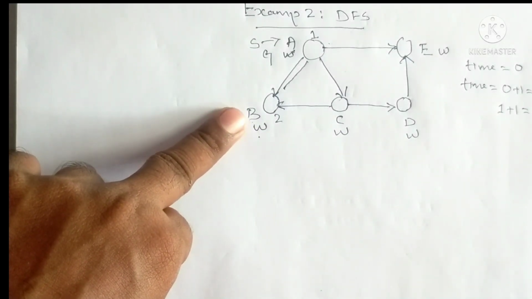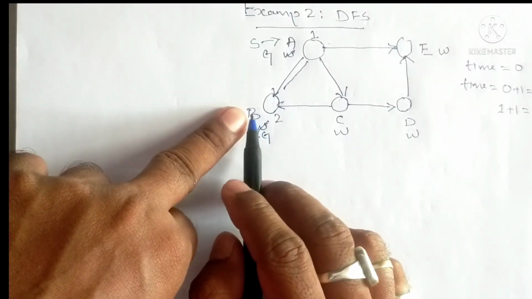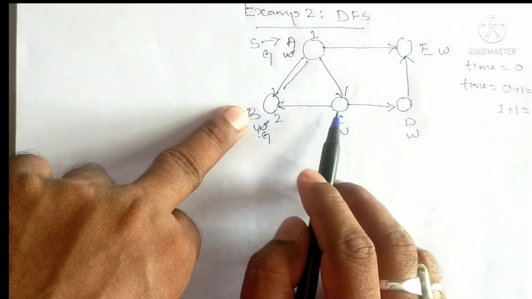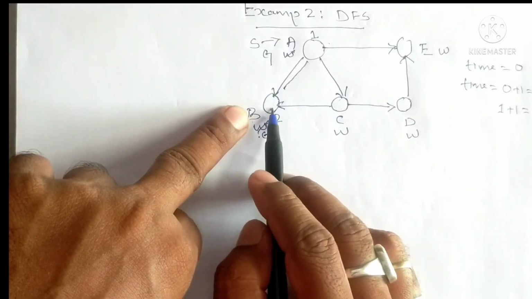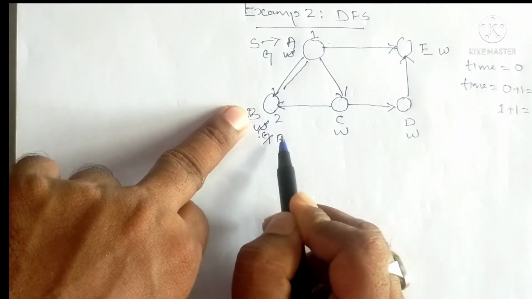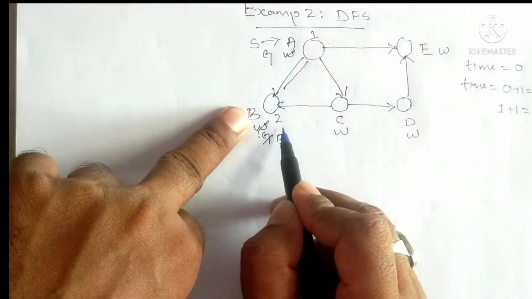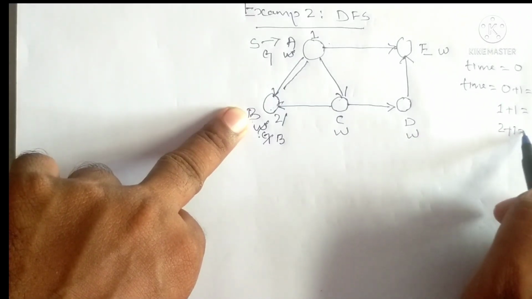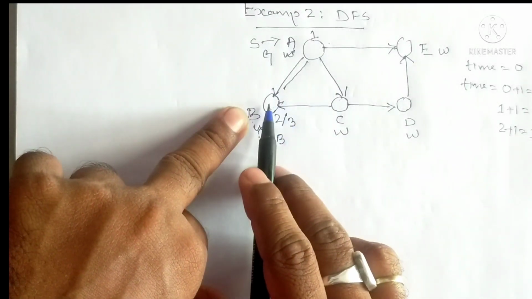Once you have assigned the time value, then change the color to gray. Once you change to gray color, find the adjacent of B. So do you find any adjacent vertex? No. B is not having any adjacent vertex. If you are not getting any adjacent vertex, immediately change the color to black and assign the timestamp. Whenever you assign the black color, we assign the final timestamp. The final timestamp is the previous time plus 1. 2 plus 1 becomes 3. So here I am writing the final timestamp as 3. So B is processed completely.